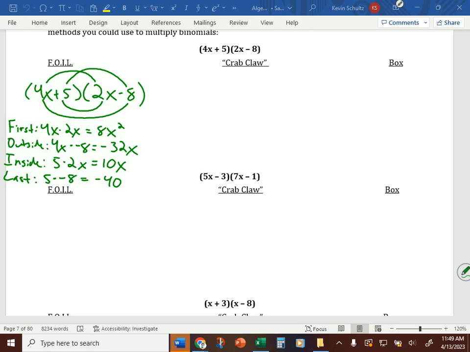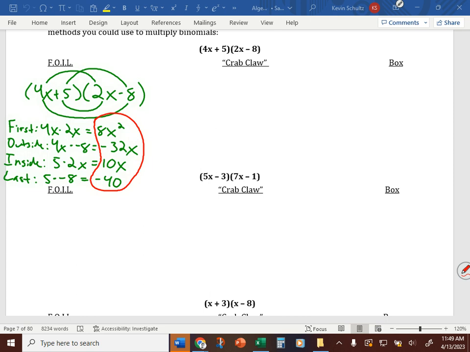Got the lines there. And so these four terms here, 8x squared, negative 32x, 10x, and negative 40, those are the four terms of our answer. We're not done yet, because now I have to put these four terms together, right? These answers here are all part of our solution. We need to put them in standard form.